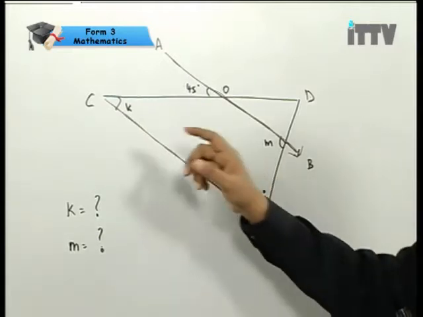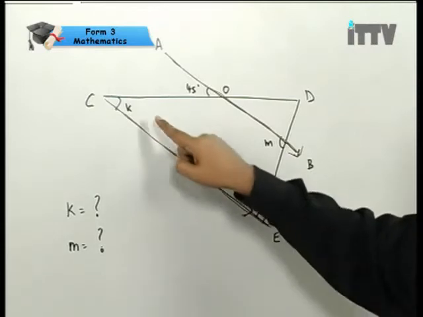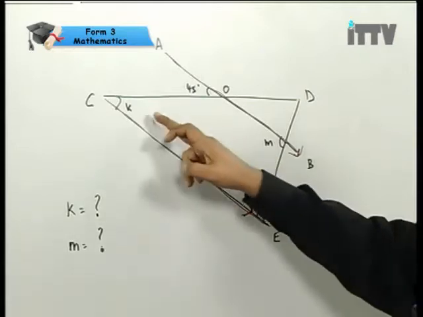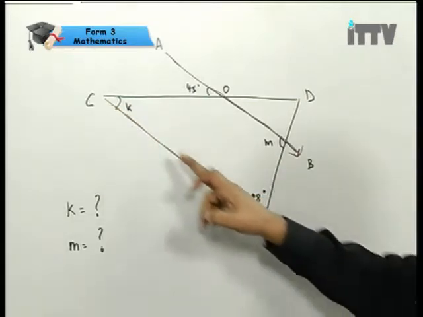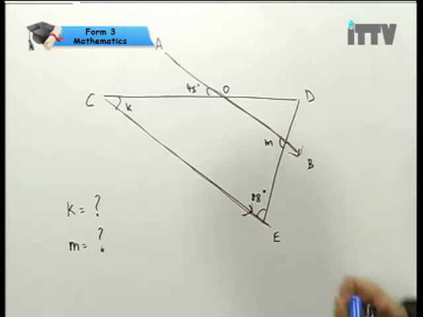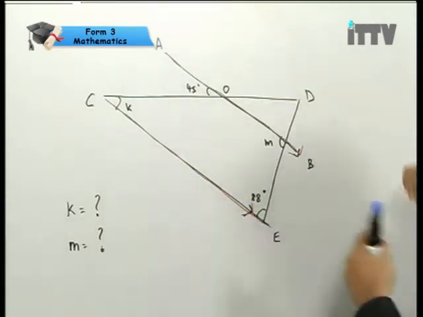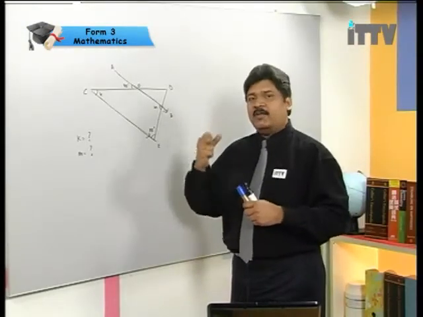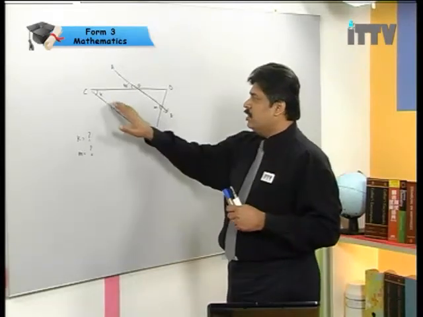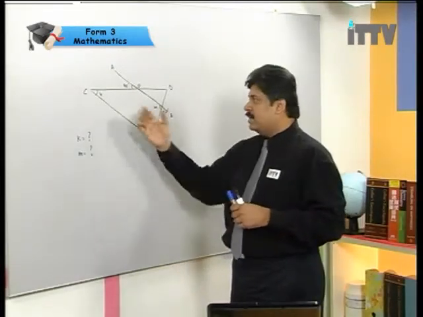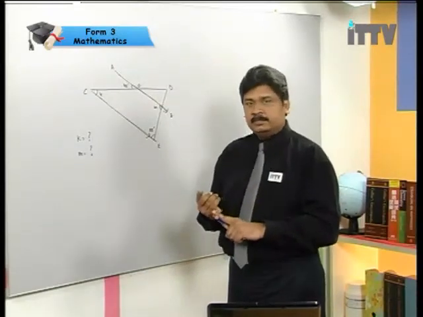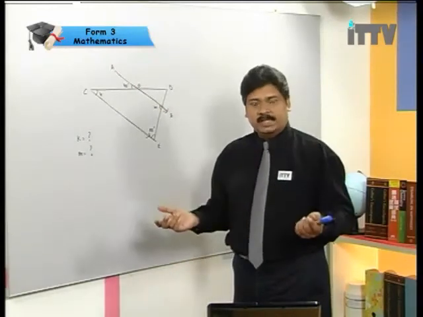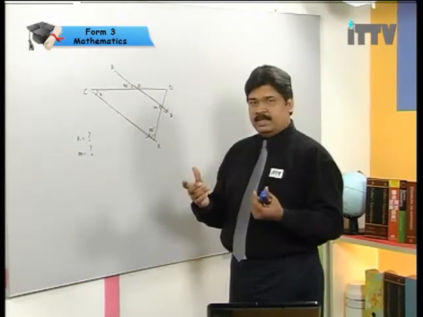Next, you have to find the value of K, which is inside a triangle. But at the same time, K is also located on this parallel line. So therefore, you have to see that these two are parallel lines. To find the value of K, you must quickly, at the back of your head, try to identify what K is, whether K is a corresponding angle, or an interior angle, or an alternate angle. Now, let us find the solution.